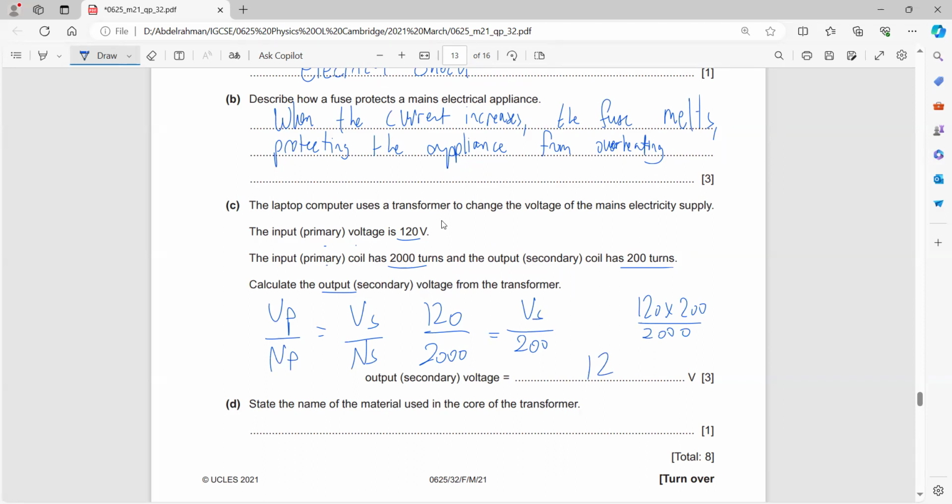State the material used for the core of the transformer. Iron. Iron. Okay, the core of the transformer has to be iron, correct?